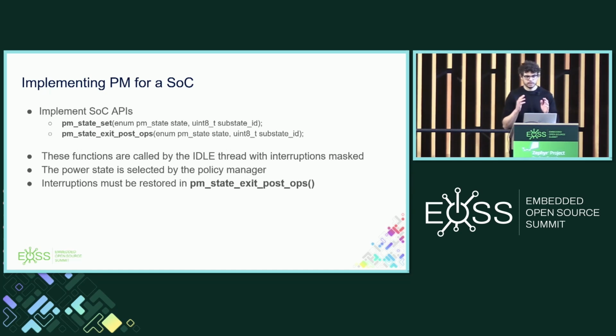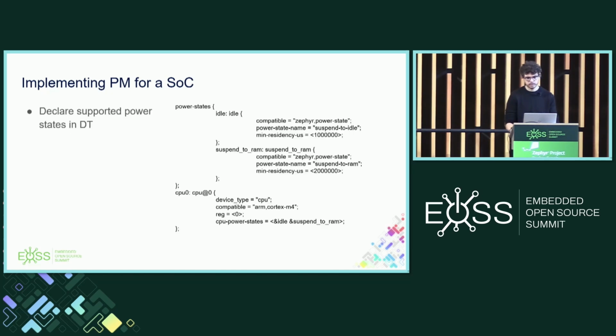But it's really recommended to have the supported states declared in the device tree, because this information would be widely available for all the rest of the system. Another thing to remember is that interrupts need to be restored after the exit operation, post operations. This is an example of how to define power states. First, you declare which power states are supported by the target with the appropriate information, and finally you have to set per CPU which power state should be used. In multi-core systems, you can have different sets of states per CPU.